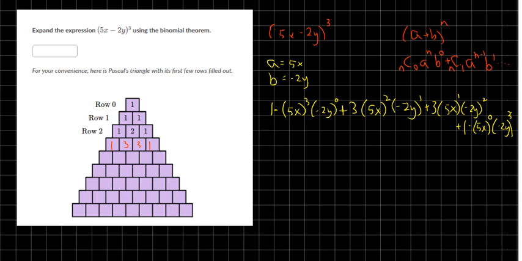That's supposed to be a 3. We'll get it. Okay, so let's simplify this out. This to the power of 0 is 1, and that's 1.